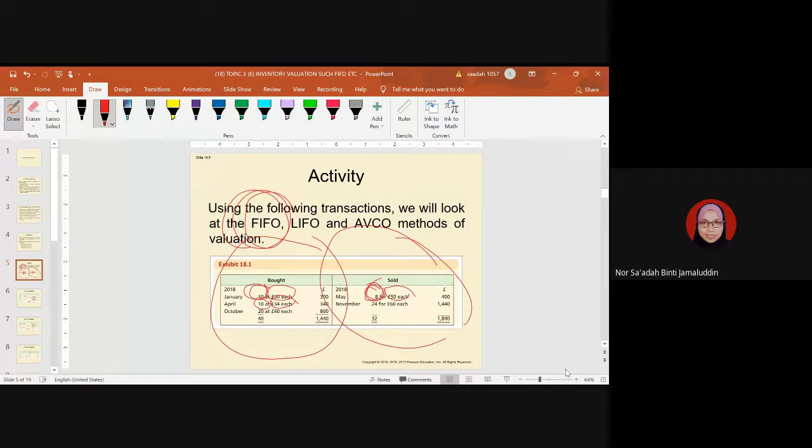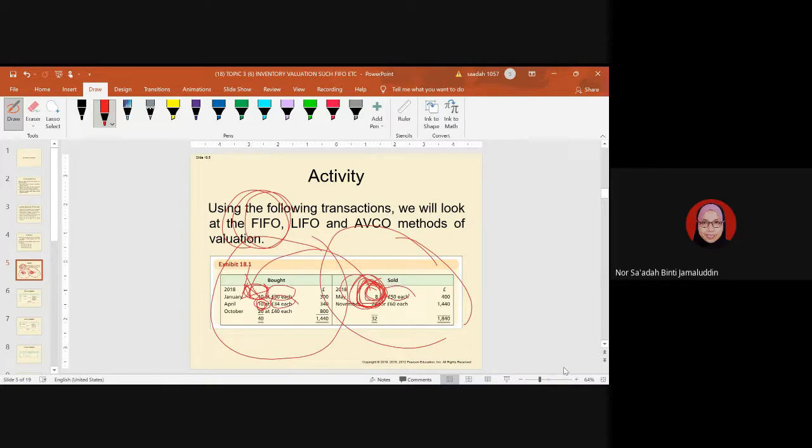Okay? Benda yang masuk mula-mula akan keluar mula-mula. So, 8 yang keluar ni must be out from the benda yang kita beli daripada Januari. Itu maksud first in, first out. Okay? Kalau last in, first out, 8 ni kita akan tolak daripada yang April. Masuk last, keluar dulu.